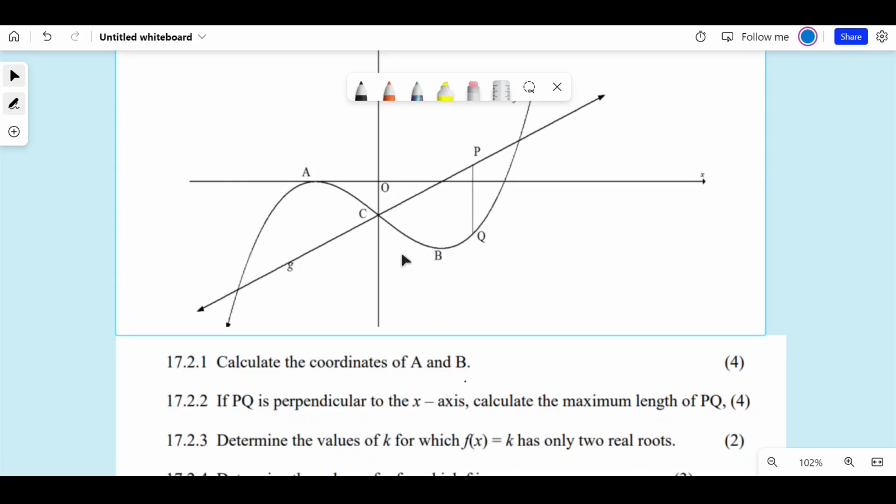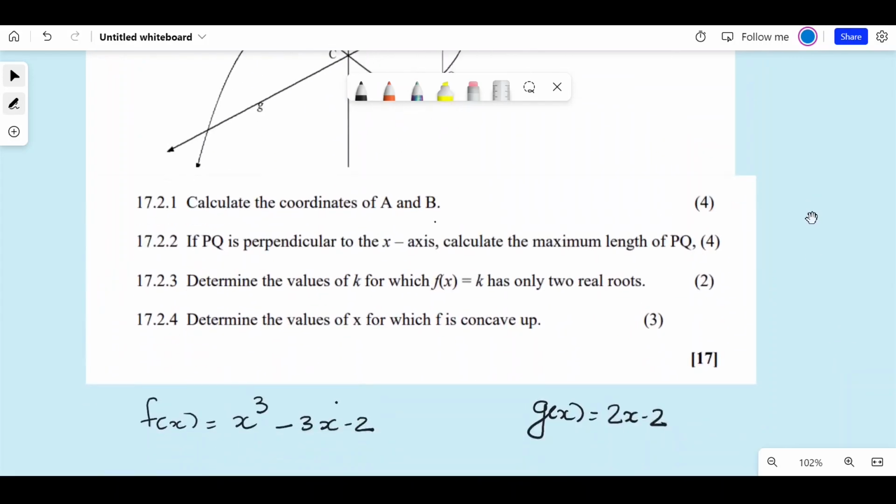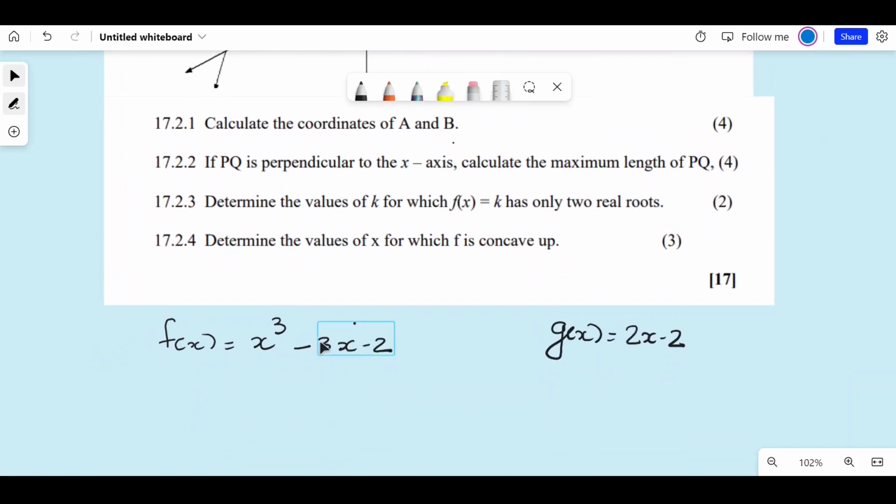So now you must know how to find the turning point in a cubic function. As I mentioned in the previous example, f of x is this one. At the turning point, you have to remember, not only for a cubic function, even for a parabola, you can use this method. At the turning point, the gradient equals 0. So the gradient is the derivative.